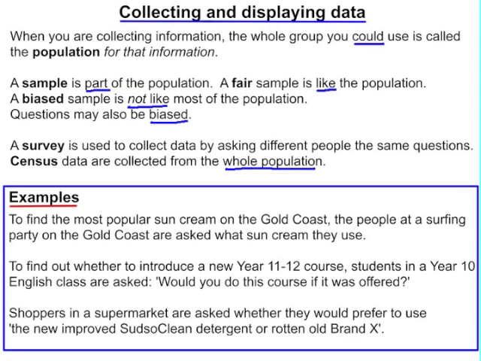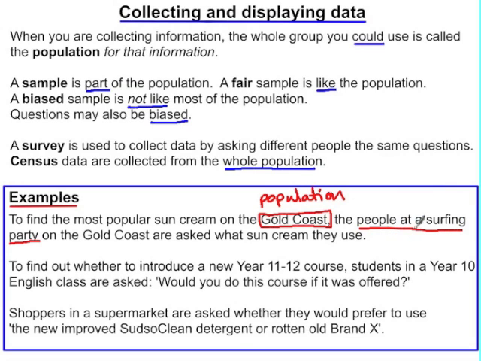Let's look at some examples and see if we can identify any possible sources of bias in either the sample or the question being asked. So in this first one, we're looking for the most popular sun cream on the Gold Coast, and the people at a surfing party on the Gold Coast are asked what sun cream they use. So in this case, our population is people on the Gold Coast. If we were to ask everybody on the Gold Coast, then that would be a census of the population. But we're just asking some people at a particular surfing party, so that's a sample. Now, is it a fair sample or a biased sample?